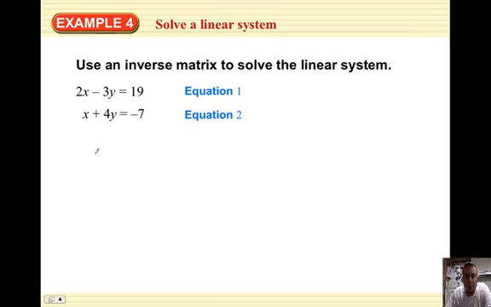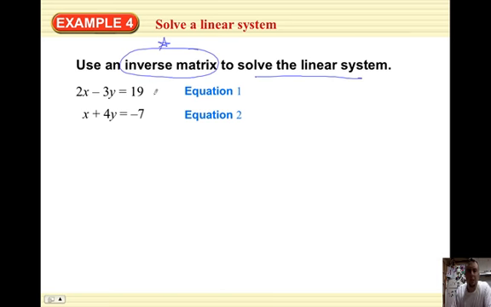The last type of problem before we get to the word problem is this. We're going to use inverse matrices to solve a system. So you know a bunch of ways to solve a system right now: elimination, substitution, graphing, and another one. But what we're going to do is use inverse matrices. So pay close attention to this. People get confused with this.